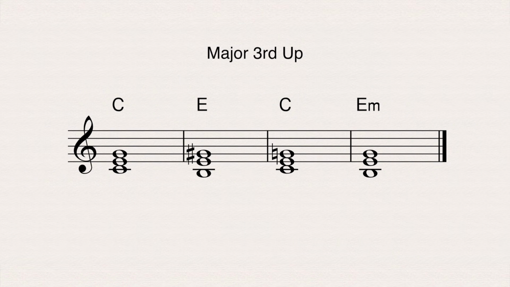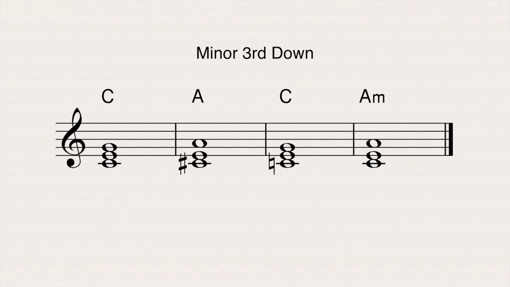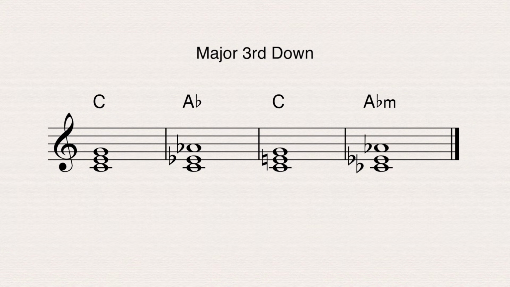So from C major, you could go up a major third to E, E minor or E major, or you can go up a minor third to E flat major, E flat minor. In the same way from C, you could go down a minor third to A to get either A minor or A major, and you could go down a major third to A flat. So you could have either A flat major or A flat minor.